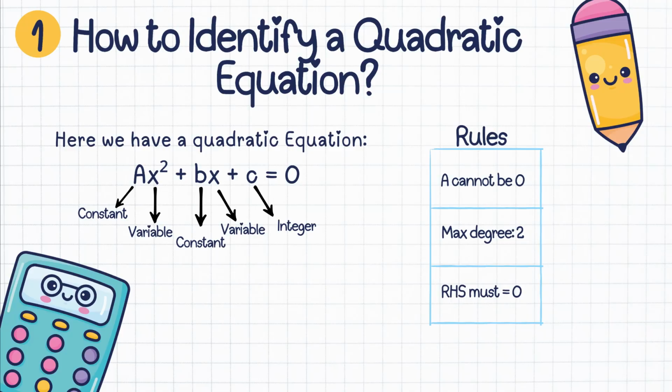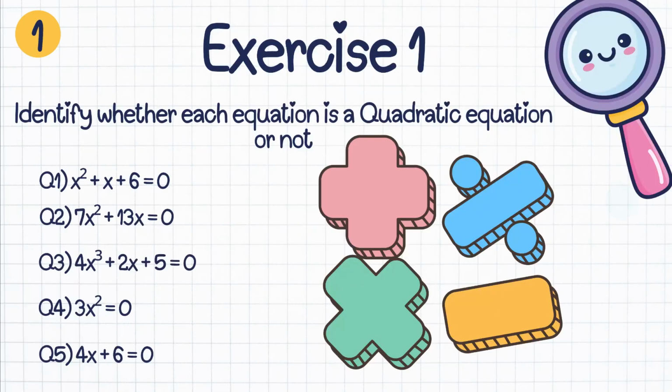So let's go over some rules. A cannot be 0, the max degree has to be 2, and the right-hand side of the equation must equal 0. So let's go over an exercise. The answers are going to be presented at the end of the video. You can pause the video or come back to this as you want.